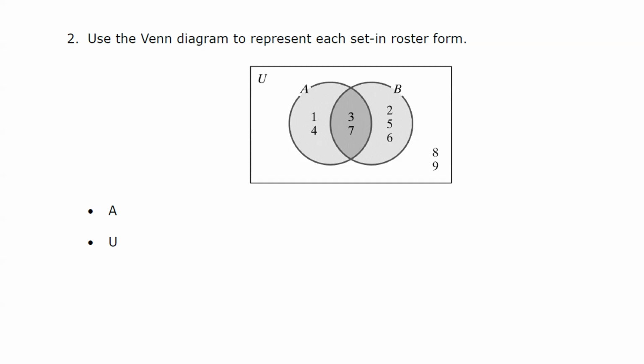So for A, I want all of the elements in set A. So that would be the numbers 1, 3, 4, and 7. And then U would be the universal set. And the universal set contains now all of the elements that are within the subsets and not within the subset. So that would be the numbers 1, 2, 3, 4, 5, 6, 7, 8, and 9. All right.